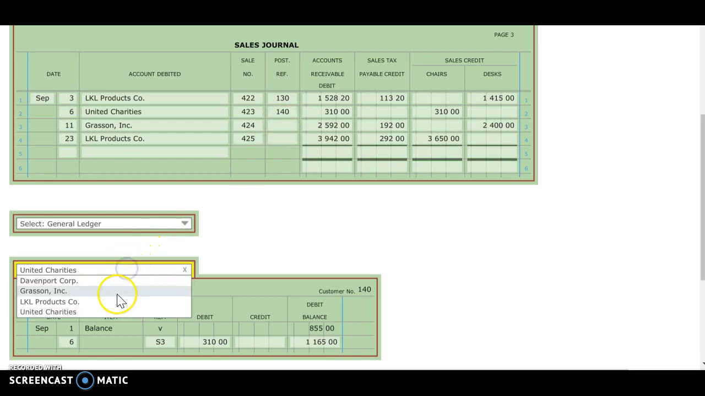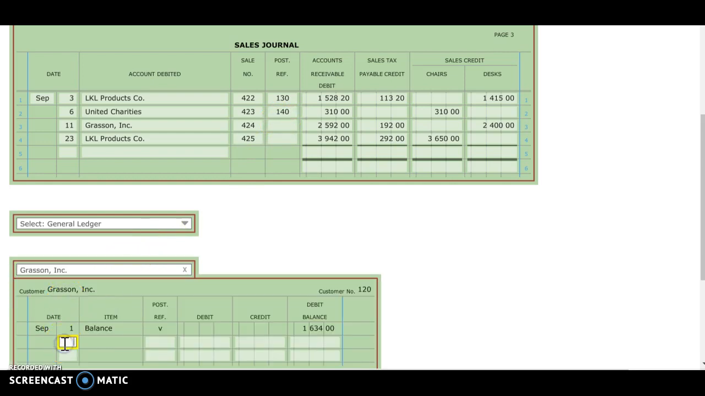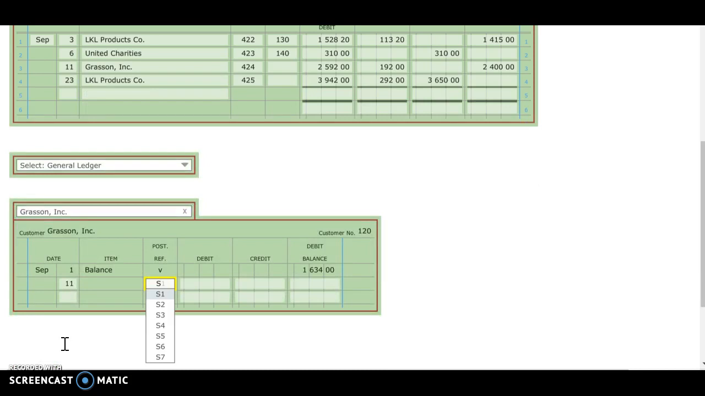Grasson Incorporated. Date is the 11th, S3. I have a debit of $2,592. And new balance is going to be $4,226. Account number 120.